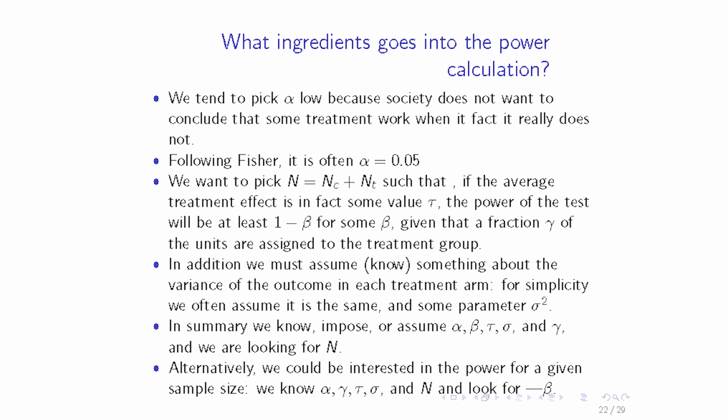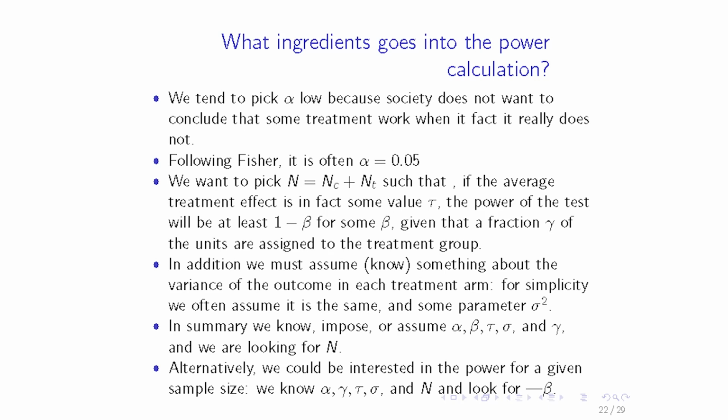Now, given alpha, you want to pick n, such that if the average treatment effect is in fact some value tau, the power of the test will be at least 1 minus beta for some beta that you decide to reach, given that the fraction gamma of the units are assigned to the treatment group. So another way to say it is you need to pick NC and NT, or given, but we're going to take gamma as given.